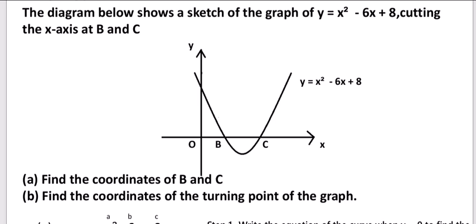All right, so now we look at this question. The diagram below shows the sketch of a graph of y equals x squared minus 6x plus 8, cutting the x-axis at points B and C. We're told to find the coordinates of A, B and C. Then we're told to find the coordinates of the turning point of the graph.